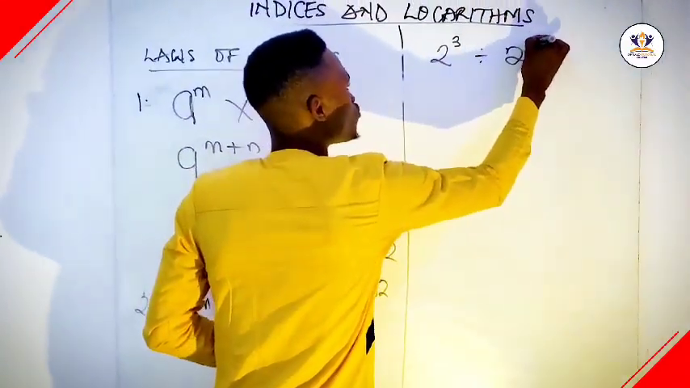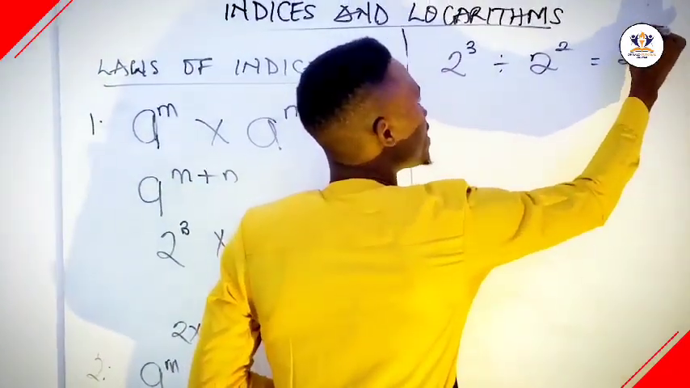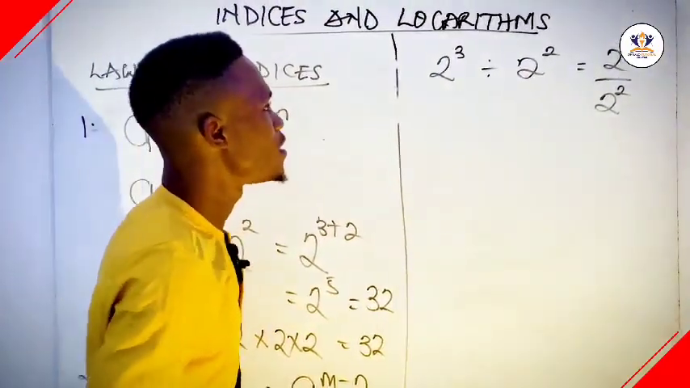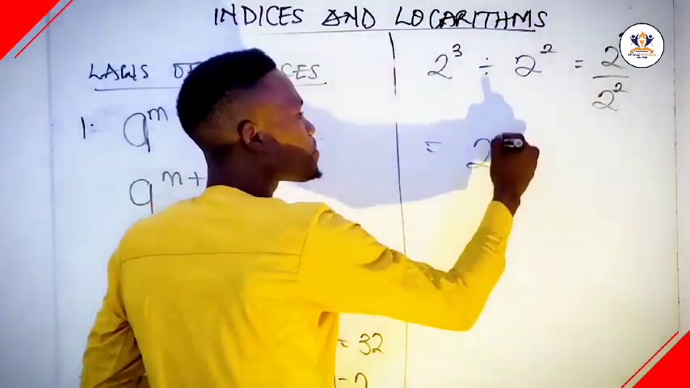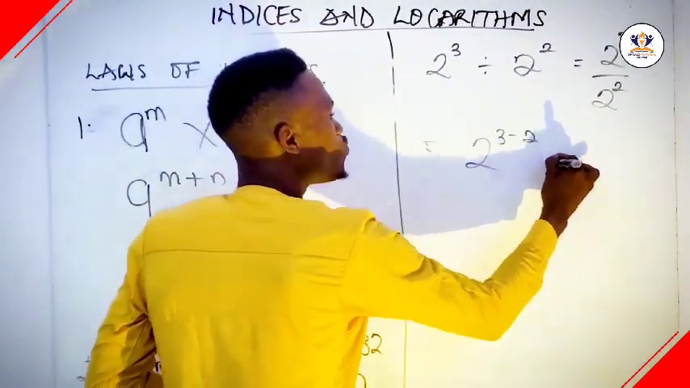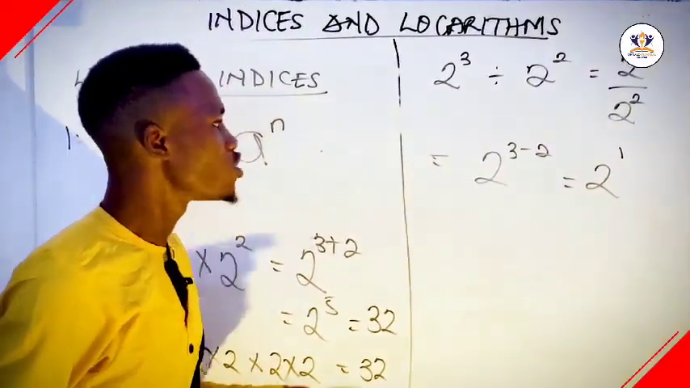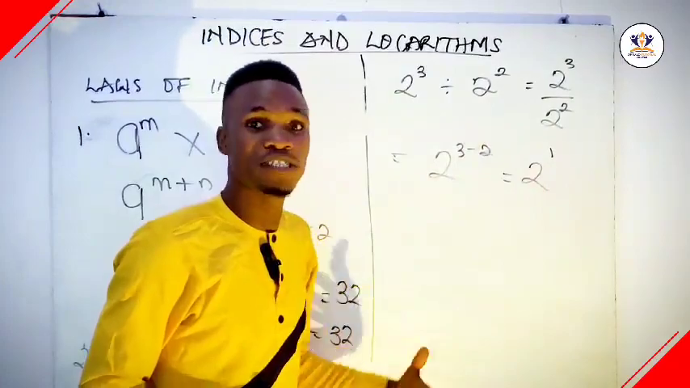So now, peradventure you are given a question like 2 raised to power 3 divided by 2 raised to power 2. You can have it like that, or you have it as 2 raised to power 3 all over 2 raised to power 2. Now look at this. Take one of the two, then you subtract the powers, 3 minus 2, which is equal to 2 raised to power 1. That is it. So 2 raised to power 3 minus 2 is 2 raised to power 1, which is equal to 2.